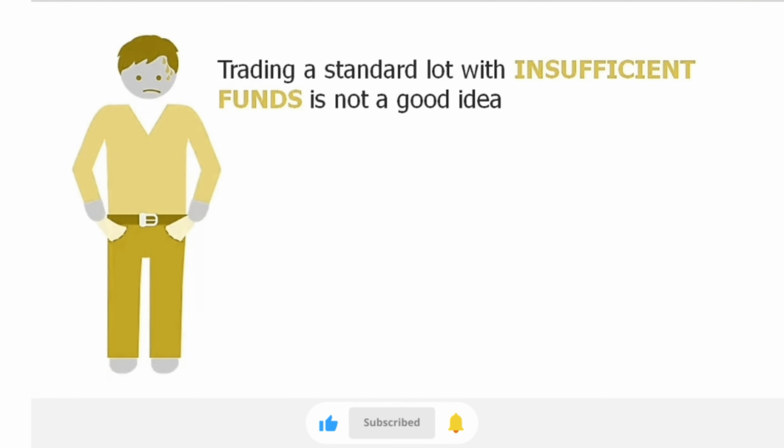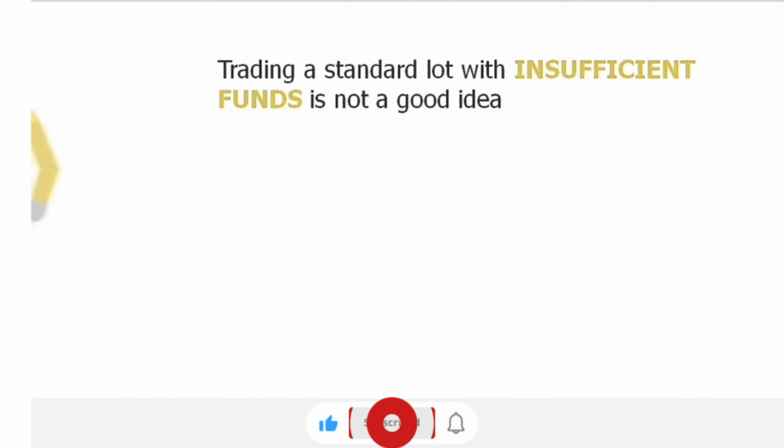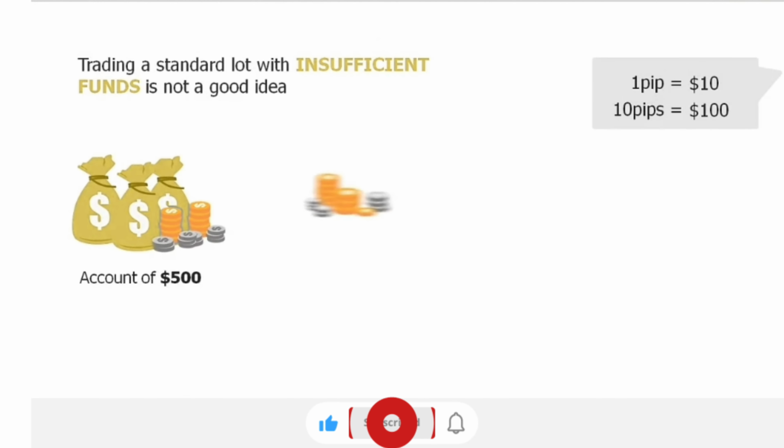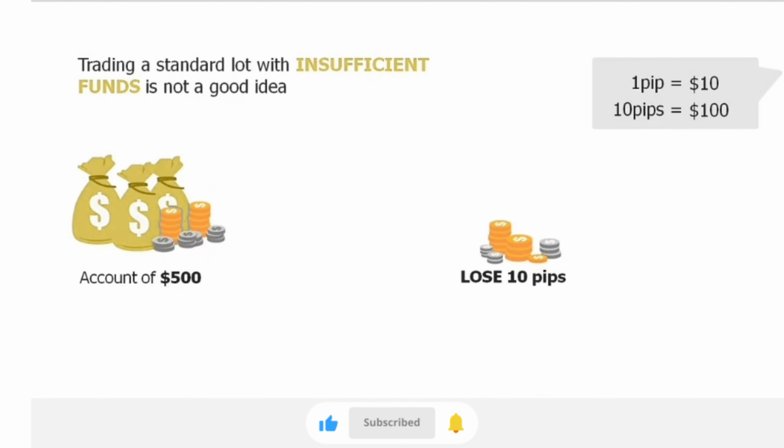This is important because if you do not have sufficient funds, then trading with standard amounts will not be a good choice. Let's say you have $500 to trade with, and you lose 10 pips. By trading standard lots, your loss would be $100. That is 20% of your account lost in a single trade. 20% of your account is too much risk. You would lose your entire trading account in just 5 trades.